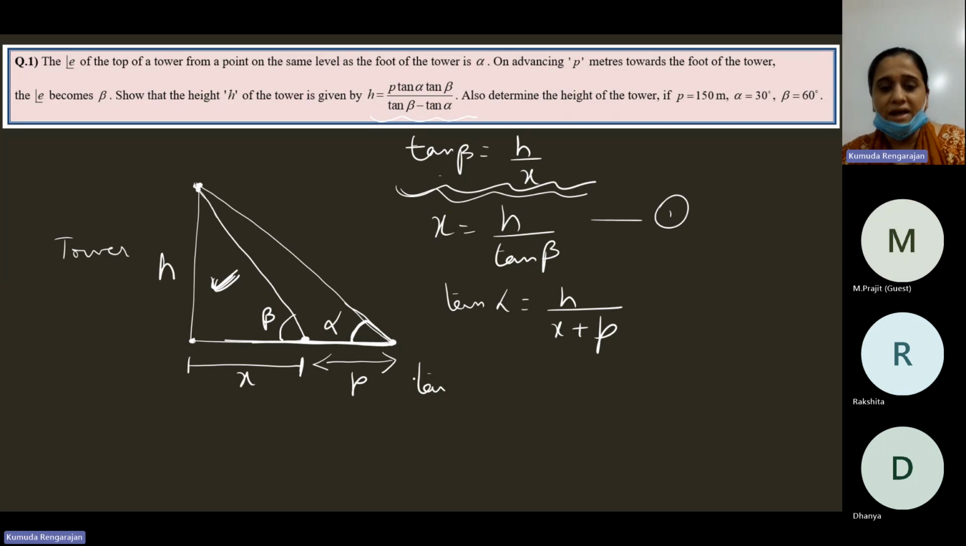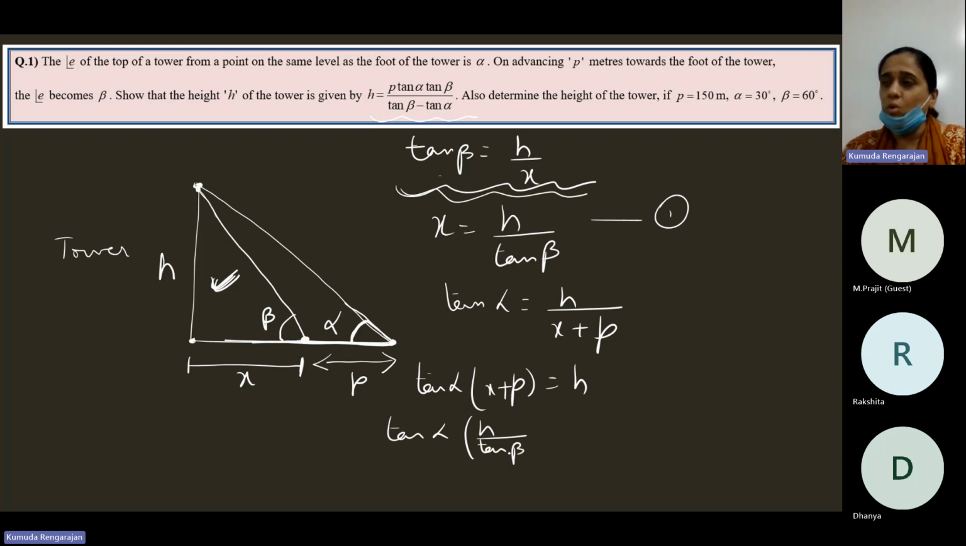So what do you get? Tan alpha into x plus p is equal to h, right? Okay. Now substitute tan alpha into what is x? H by tan beta. So what are we doing? We know we have only two right triangles. We applied tan in both the triangles. So we said preferably start with a smaller triangle. So we started with tan beta. We got an equation. And with that, we understood that x is not in the final result. So we wrote x is equal to. Then we took the other triangle.